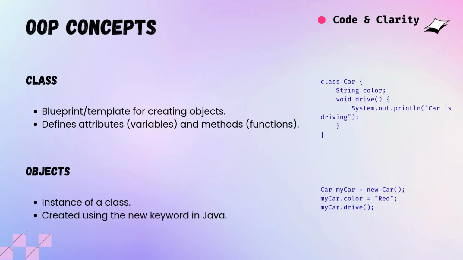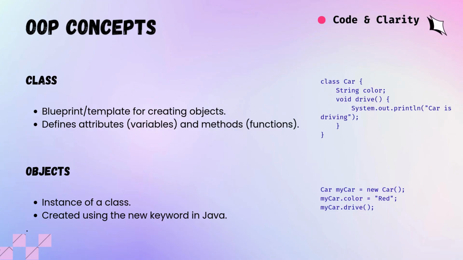Now we'll be discussing the concepts of object-oriented programming. There are two basic concepts on which OOP stands, that is classes and objects. So what is a class? A class is like the blueprint of a house. What is a blueprint? The blueprint has details like the number of rooms, where the kitchen will be, and how the doors will open, but still it's not a real house yet.